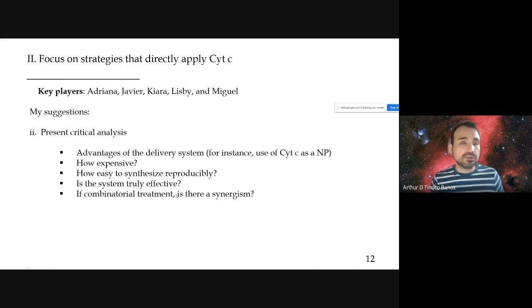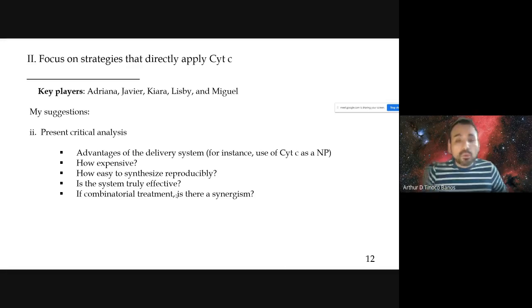For instance, if you have cytochrome C and let's say a platinum compound, was there a synergism there? Or was it the same thing as maybe just treating with both of them separately? And obviously cytochrome C has to be treated with something because it's cell-impermeable. But these are things that we should address as far as the critical assessment.